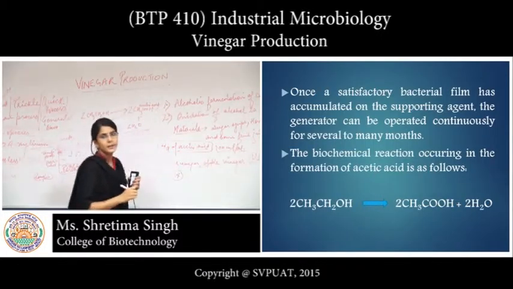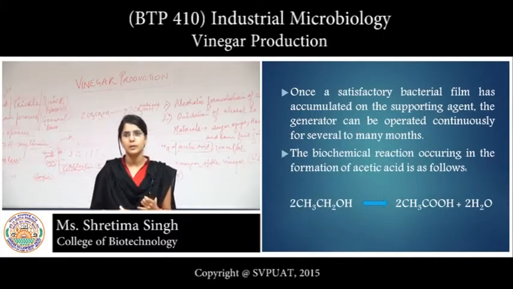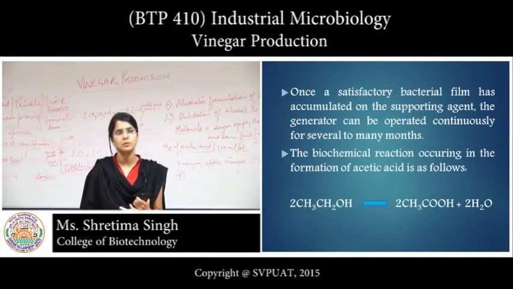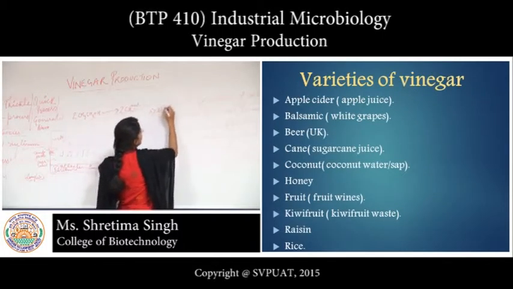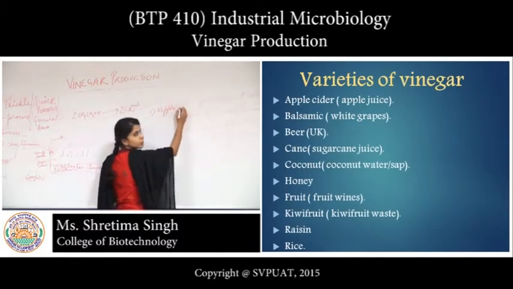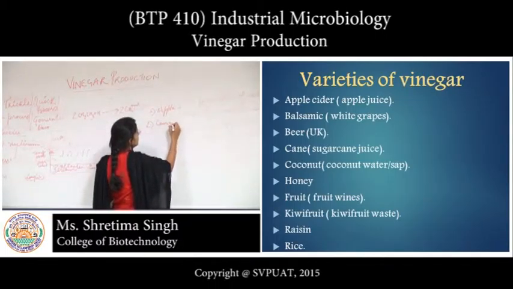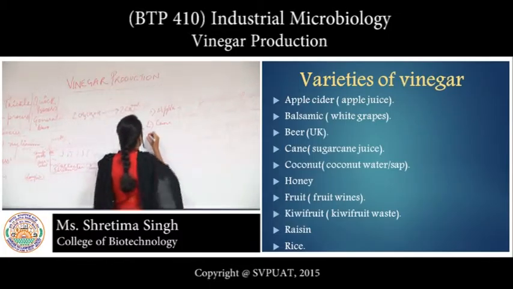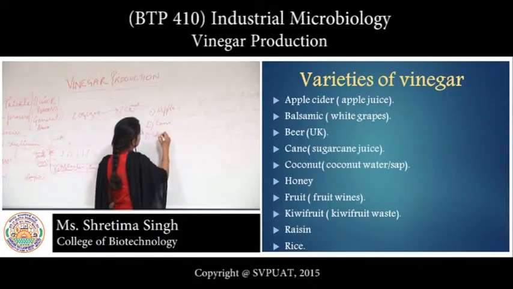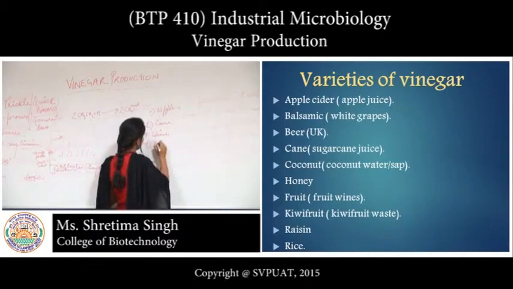Now there are different varieties of vinegar that have been produced over the last few decades. Firstly, the apple vinegar or cider vinegar, which is produced from apple juice. Secondly, cane vinegar, which is produced from sugar cane juice. Then wine vinegar is produced from different kinds of wine. Then beer vinegar.